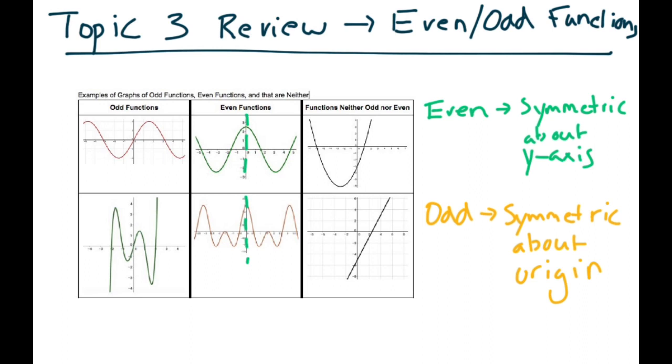When a function is symmetric about the origin, that means it's symmetric about the point (0, 0). So if I have something in the top right quadrant, it should match up in the bottom left quadrant. Or if I have something in the bottom right quadrant, it should match up in the top left. They should be across the origin. Now, if it doesn't match up in any of these, then it is neither even nor odd.